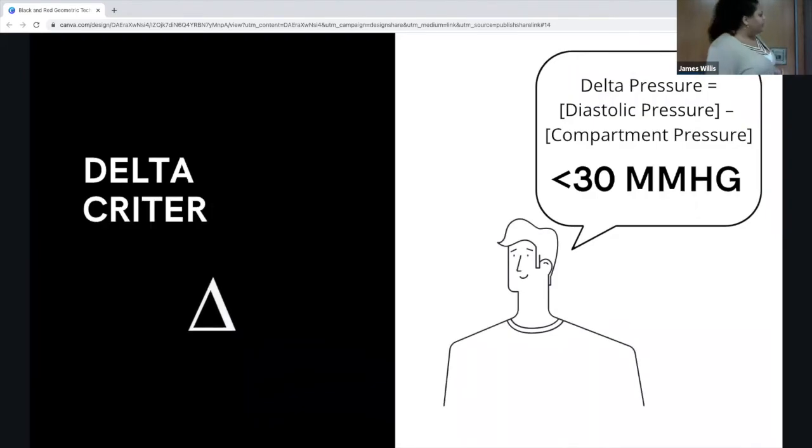An alternative approach is to measure the difference between the diastolic pressure and the compartment pressure, which gives you your delta pressure. Less than 30 is suggestive of compartment syndrome. They came up with this threshold based on prospective and observational studies, and they looked mostly at the tibia, at traumatic fractures of the tibia.